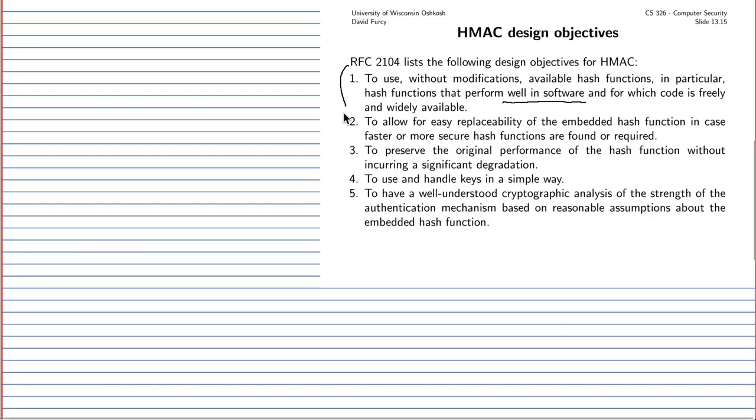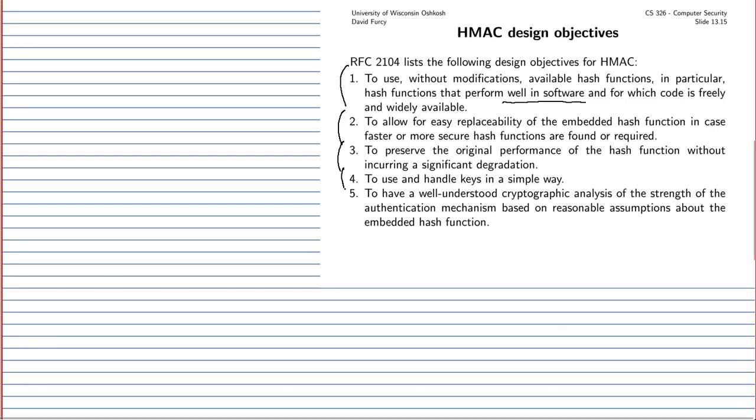Second, the HMAC algorithm should use this hash function as a simple drop-in. So every time a faster or more secure hash function is designed, you should be able to just plug it into your MAC algorithm without having to change anything else. The third objective is that when we use this hash function, we want to preserve its original performance, so that it executes as fast as, or not significantly slower than, the original hash function.